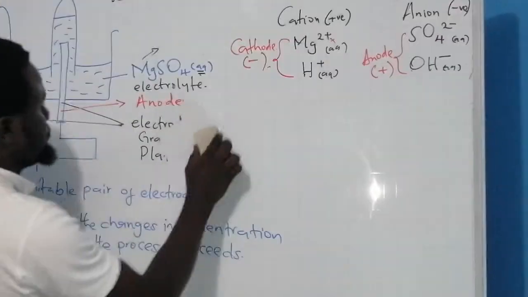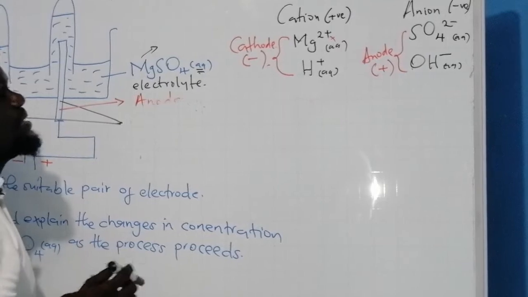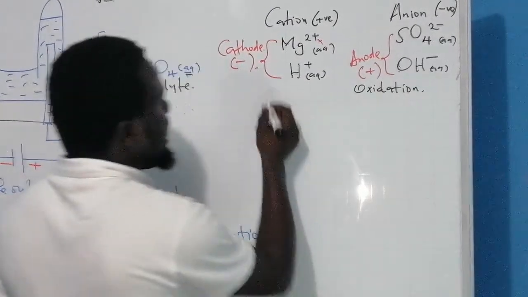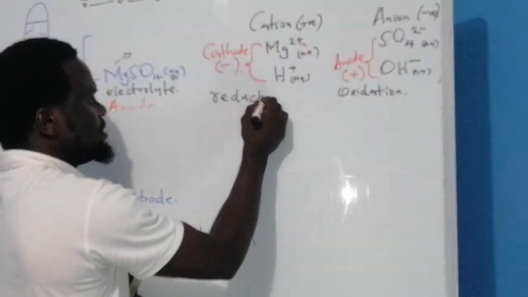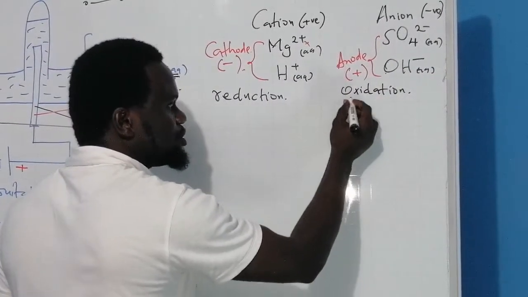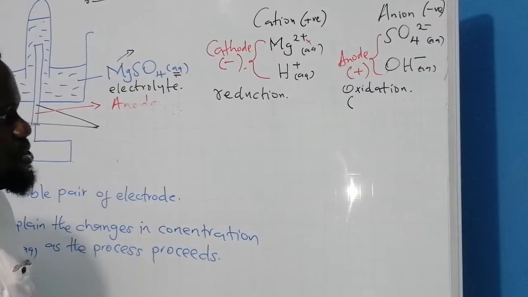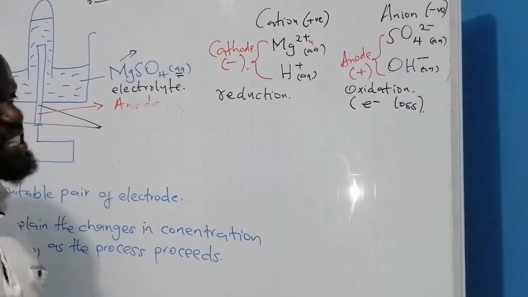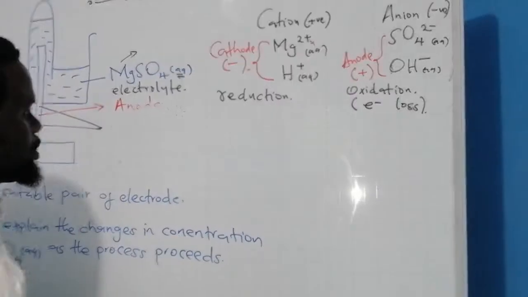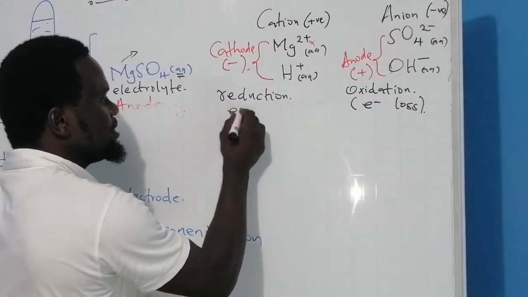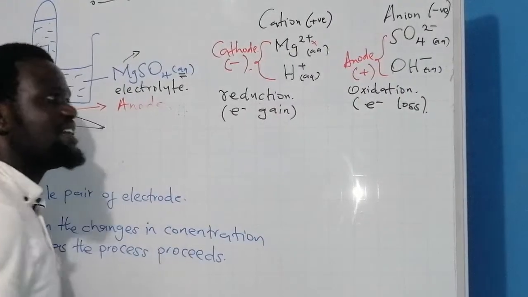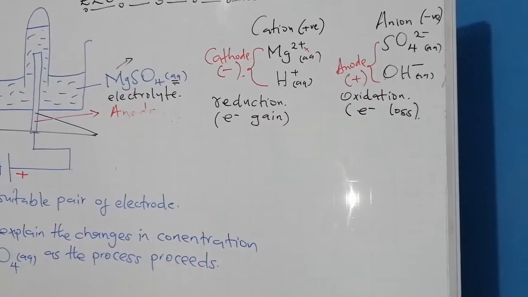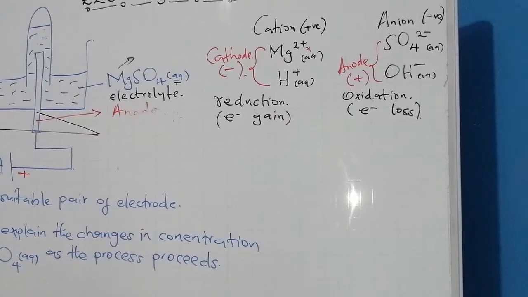Now, at the anode is where oxidation takes place, and at the cathode is where reduction takes place. And what do I mean by oxidation? The best definition a Form 4 should have for oxidation is electron loss. Whenever an electron has been lost, we call that oxidation. On the other hand, reduction is electron gain. Whenever an ion gains an electron, it undergoes reduction. Whenever an ion loses an electron, we call that process oxidation.